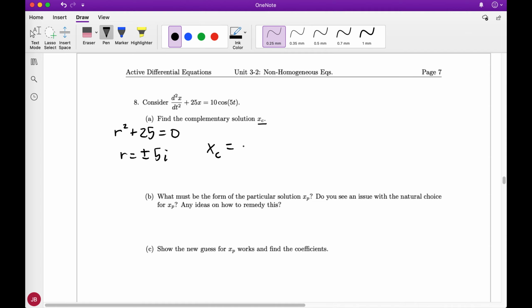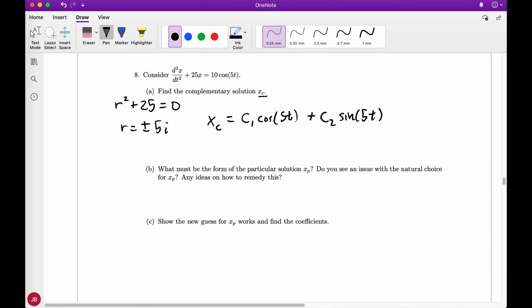So I think the way that this is going to go is c1 e to the 0t, which I will just call 1, times cos 5t, plus c2 e to the 0t sine 5t. So please see the last section's notes, unit 3-1, if you're unclear where I came up with this as my complementary solution.